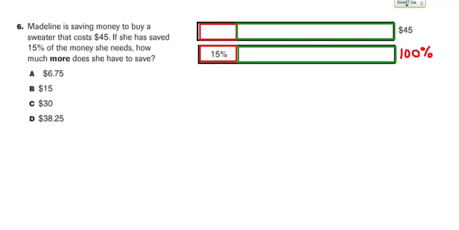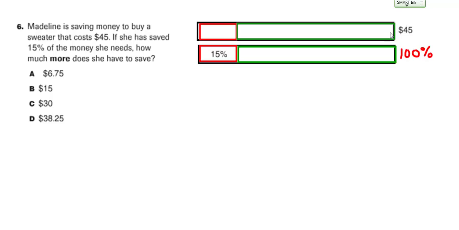Everyone, it's Miss Dietrich. We're going to take a look at how you might use a tape diagram to help wrap your brain around a problem such as this. Madeline is saving money to buy a sweater that costs $45. If she has saved 15% of the money she needs, how much more money does she have to save? So let's take a look at how this model might help us understand this question.